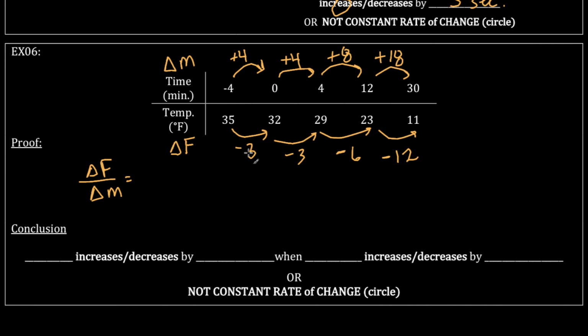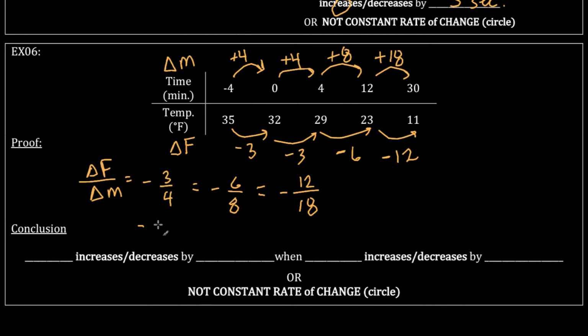Okay. So this is a negative over a positive, which is a negative 3 over 4. Same thing. So negative over positive is a negative 6 over 8. And a negative over positive is a negative 12 over 18. Now, this doesn't look too bad, but 4 to 8 is easy. 8 to 18 or 4 to 18, that's difficult. So decimal form is really going to help me here.